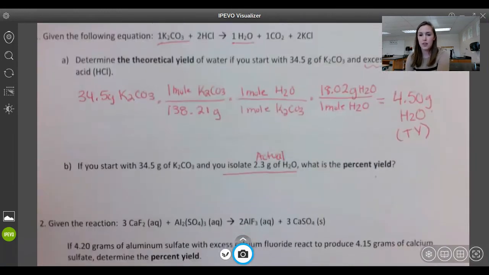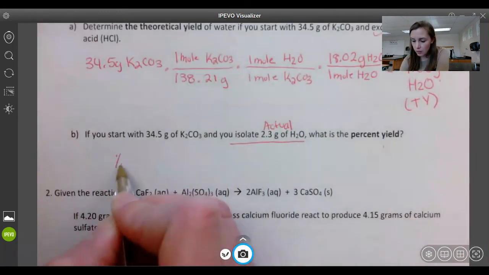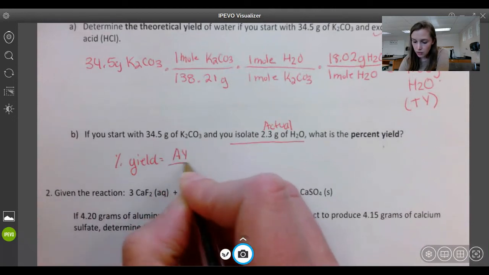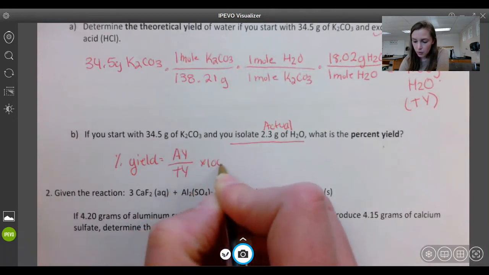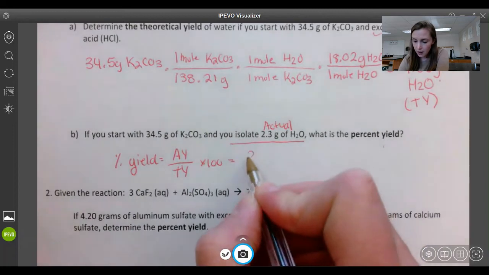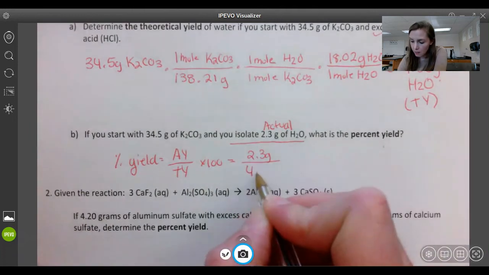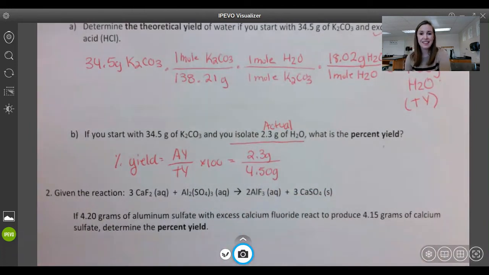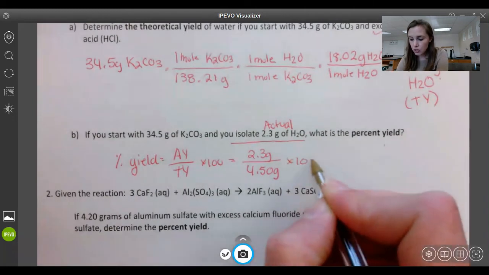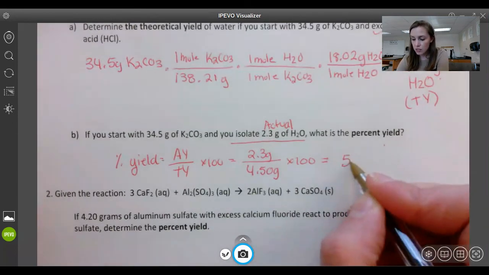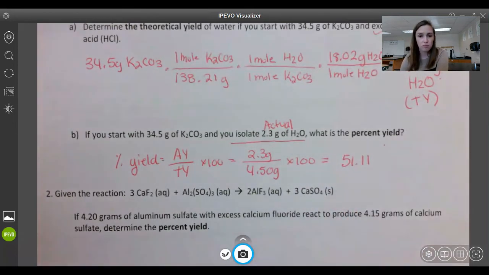Percent yield is very specific, where it's going to be for our percent yield, actual yield over your theoretical yield times 100. So from there, I'm going to have my 2.3 grams that I actually isolated from this procedure, and then I'm going to divide it by the 4.50 grams that theoretically I should have made just based off of my math, times 100. Make sure you always show that times 100. When you plug that in and with percentages, like we've done before, I always just write them to the 100th.